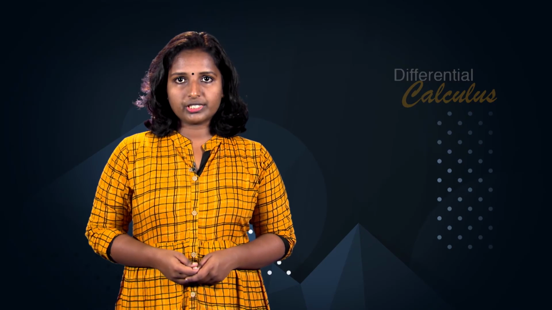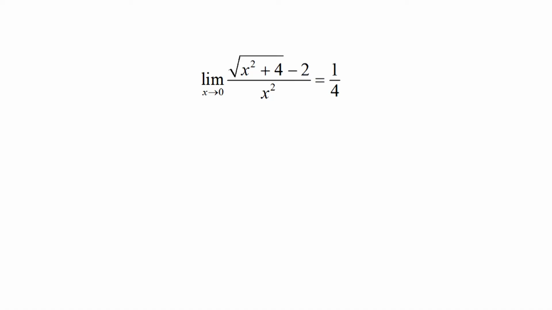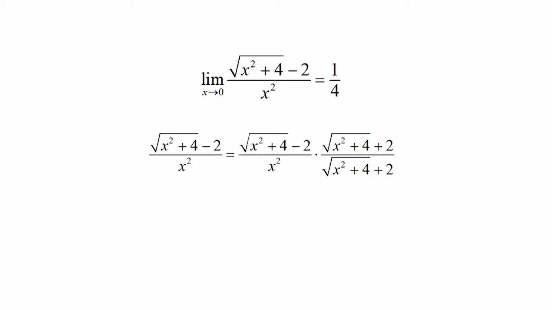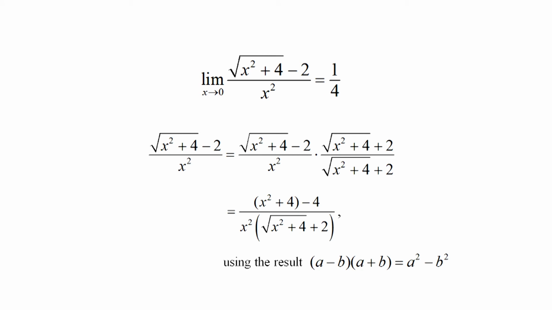Now, we are in a position to show that the limit of (√(x² + 4) − 2) upon x² as x approaches 0 is 1 upon 4, which we had promised in the previous session. We write (√(x² + 4) − 2) upon x² equal to (√(x² + 4) − 2) upon x² into (√(x² + 4) + 2) upon (√(x² + 4) + 2), which is equal to (x² + 4 − 4) upon x²(√(x² + 4) + 2).